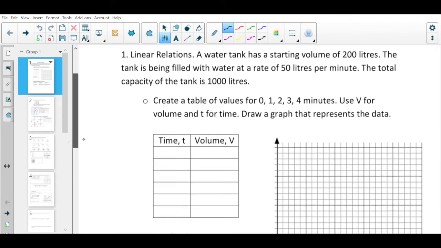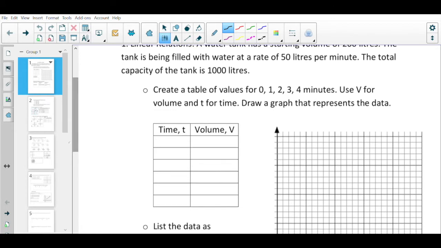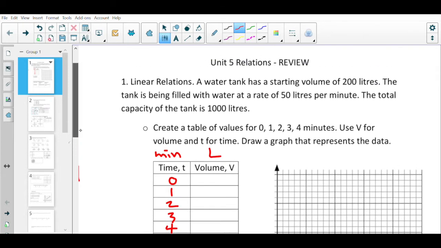Create a table of values for 0, 1, 2, 3, and 4 minutes. Use V for volume and T for time. So this is in minutes and this is in liters. So we want 0, 1, 2, 3, 4 minutes. What is the corresponding volume? So at time 0, we have a clue here that says the starting volume is 200 liters. So that one right away is easy enough.